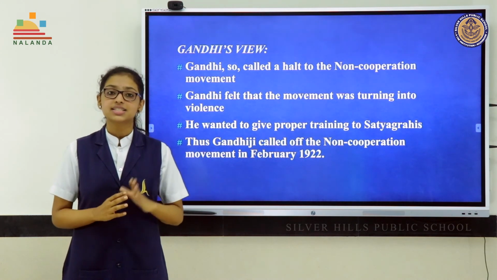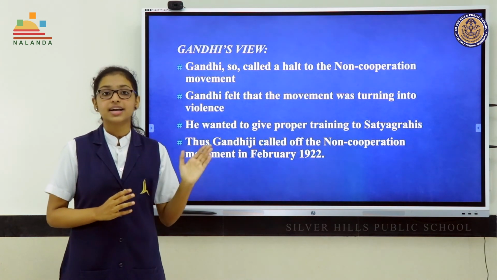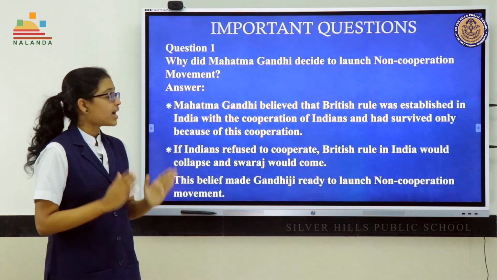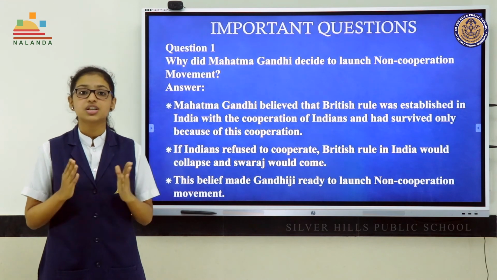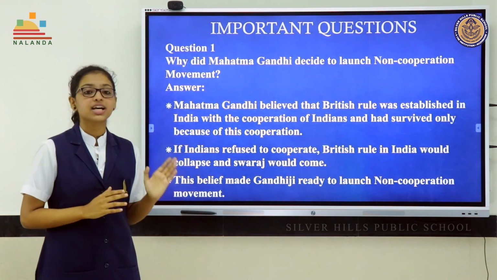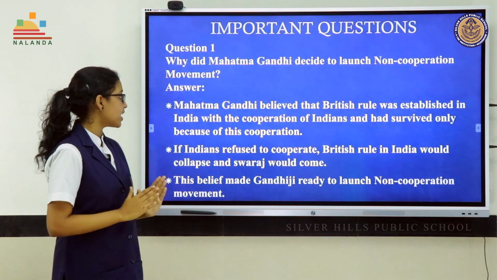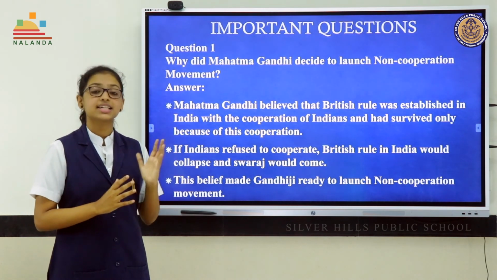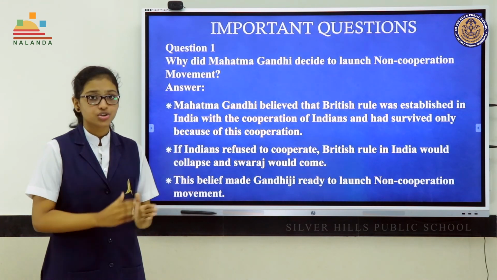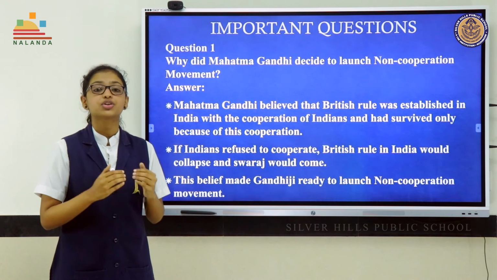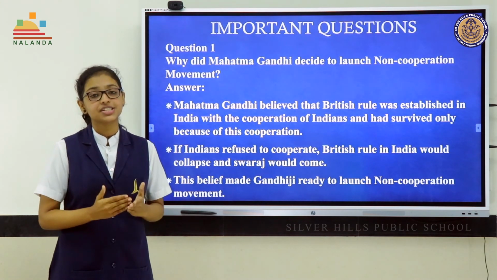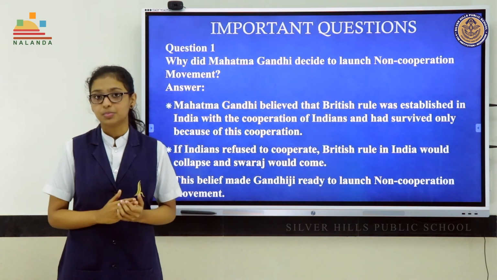Now let us discuss some important questions regarding this topic. The first question: why did Mahatma Gandhi decide to launch the non-cooperation movement? The answer is, Mahatma Gandhi believed that the British rule was established in India with the cooperation of Indians and had survived only due to this cooperation. If Indians refused to cooperate, British rule in India would collapse in less than a year and Swaraj would come. This belief made Gandhiji ready to launch the non-cooperation movement.